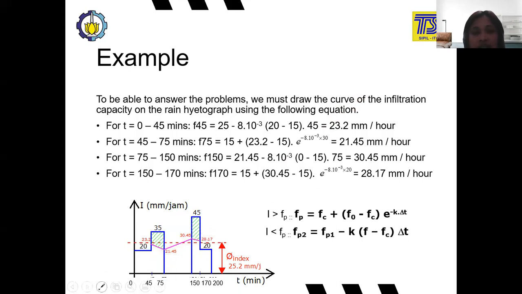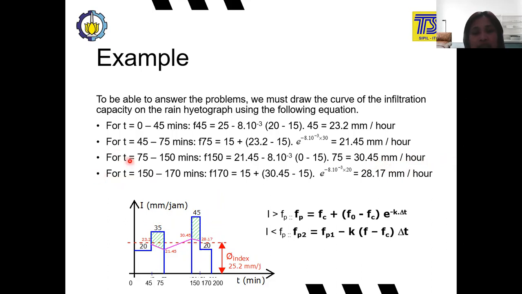After that, for 75 until 150, we have no rain. Of course, the rainfall intensity will be less than the infiltration capacity because the rainfall intensity is 0, since we don't have any rain. So we have to use this equation, and then we put in the numbers, and then we got this 30.45 millimeter per hour. And then after that, we compare again for the next time step.